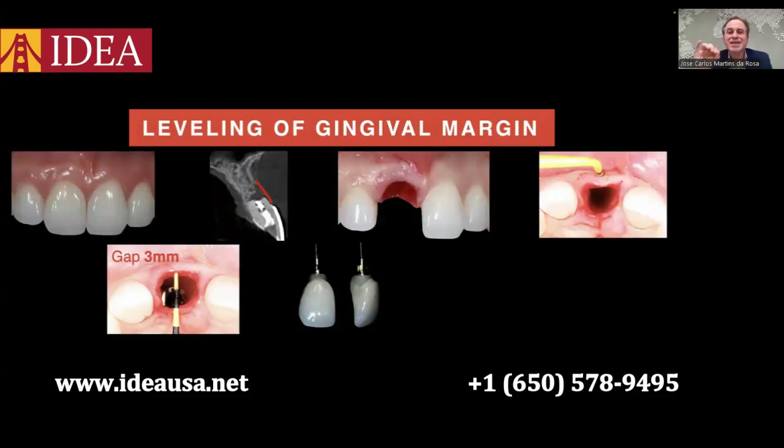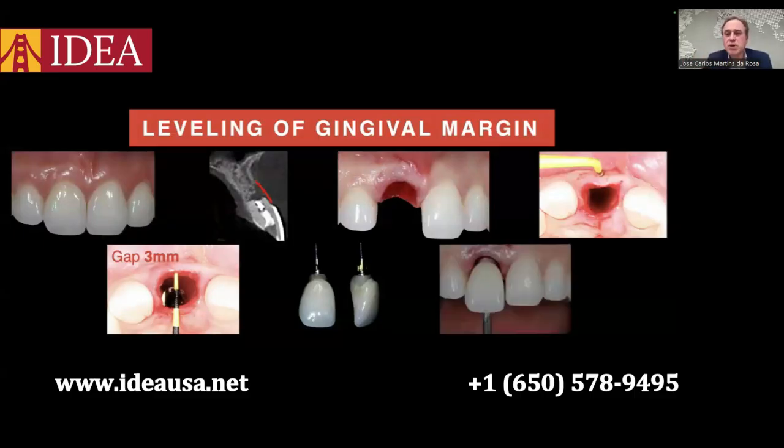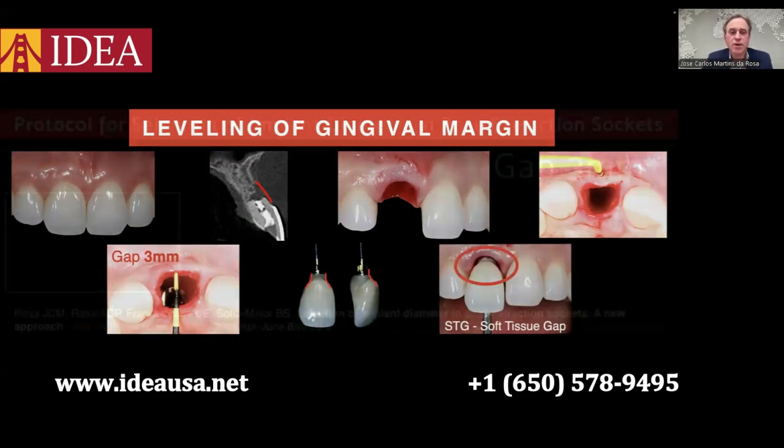We just relined the cervical area with composite resin. We checked this provisional restoration over the implant. We also checked the occlusion. We cannot leave any contact with the antagonist arch in this provisional restoration. And we left what we call a soft tissue gap, this undercontour at the facial aspect in the mesial and distal direction, for soft tissue ingrowth.